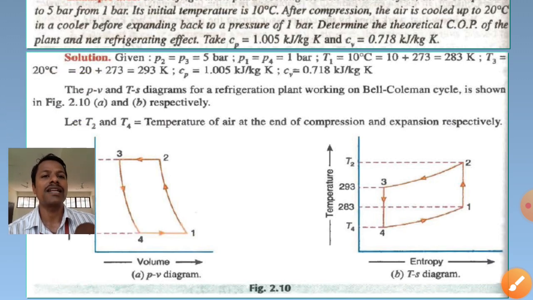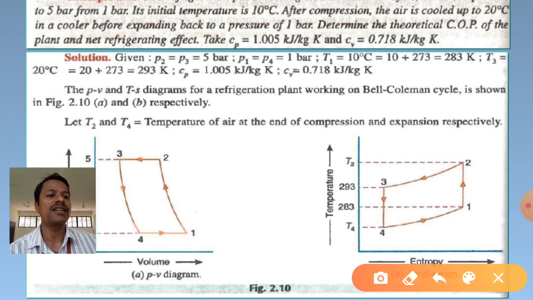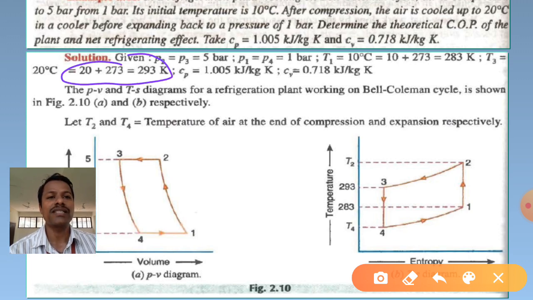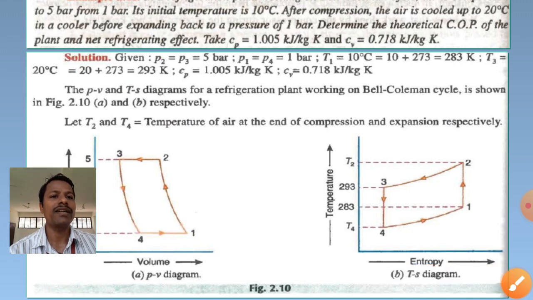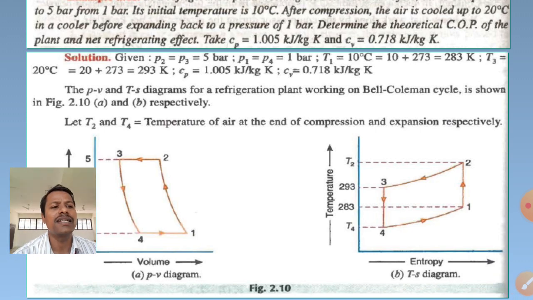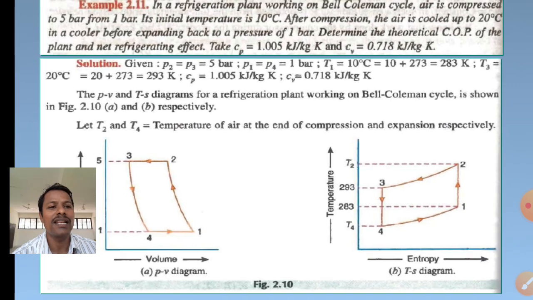Then the final temperature, that is condenser temperature, is 20 degrees Celsius, that is 20 plus 273, that is 293 Kelvin, he has given. Then another given data is Cp and Cv. Cp and Cv is given. So now here, let T2 and T4 be the corresponding temperatures as we know in the cycle.